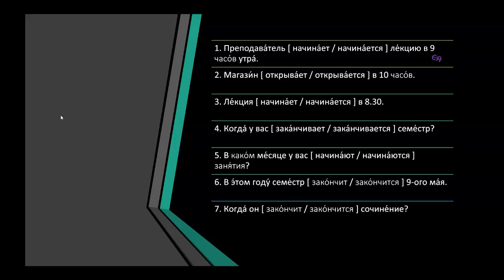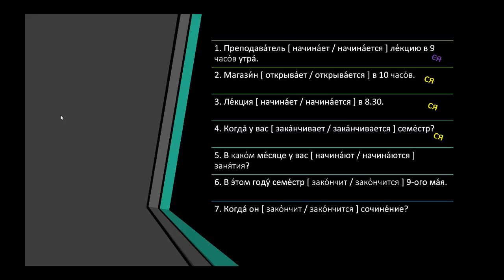In number 2, магазин открывает or открывается в 10 часов. We said магазин is a place, therefore it requires ся. It also doesn't have a direct object. Лекция начинается в 8:30. Here we see лекция again is a place. It's not going to have a direct object, so it requires ся. Когда у вас заканчивается семестр. Semester is the subject. That means that there's not going to be a direct object, and so there is going to be ся.